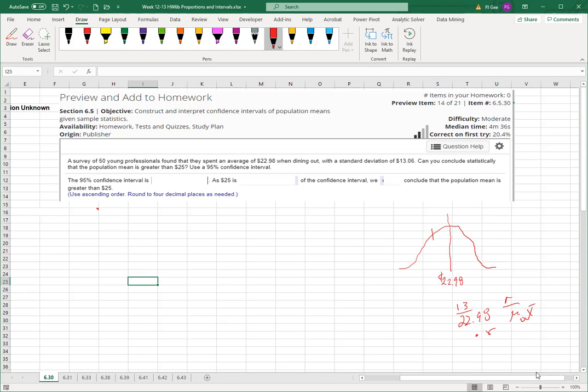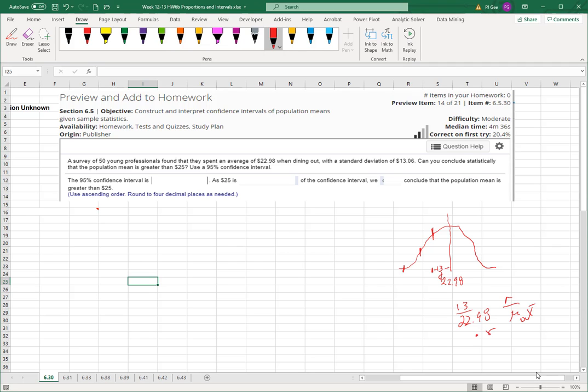So this, again, can continually tease out what's going on in the data here. This is a fairly large standard deviation, okay? Because what would that say? That would say that it's 22.98. Let's call it $23 minus 13. So your standard deviation is $13 here. Your first standard deviation shows up here, second and third. Okay, so keep in mind what's going on. That's pretty wide data. Can you conclude statistically that the population mean is greater than 25?